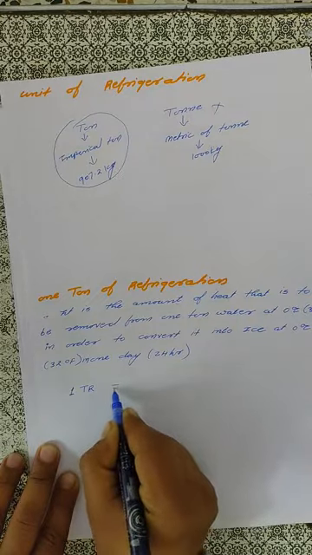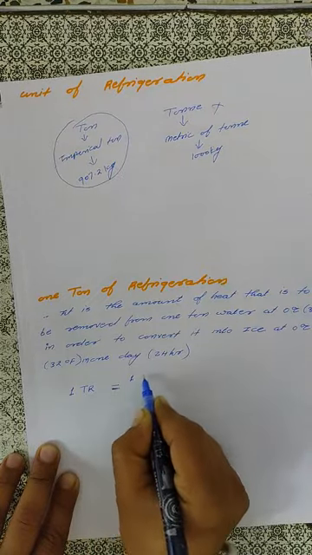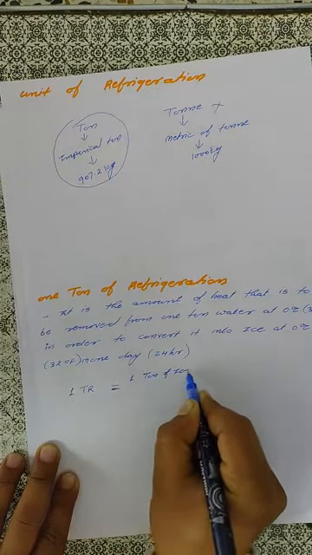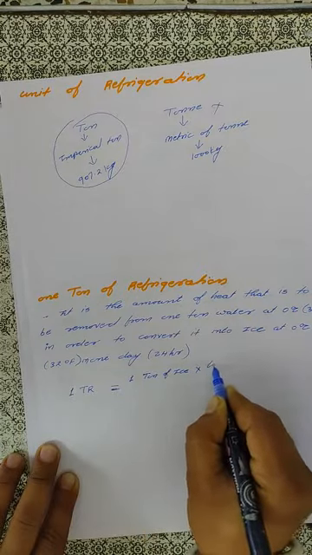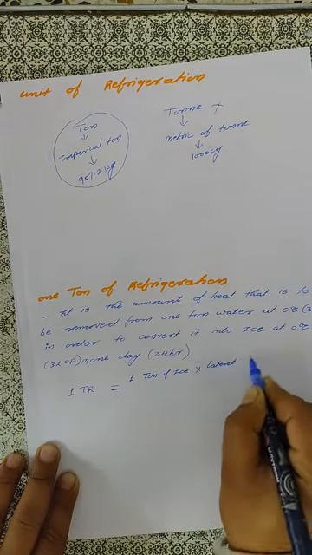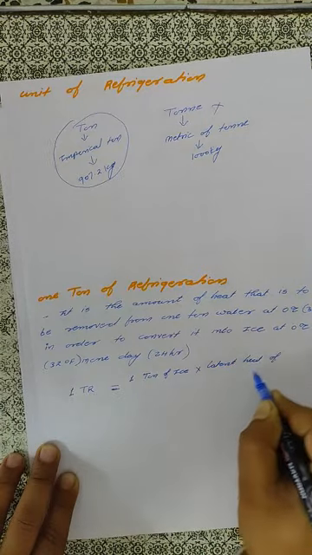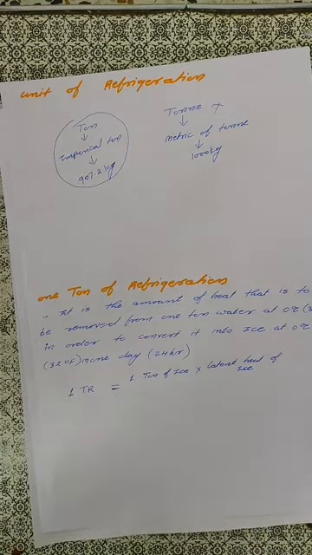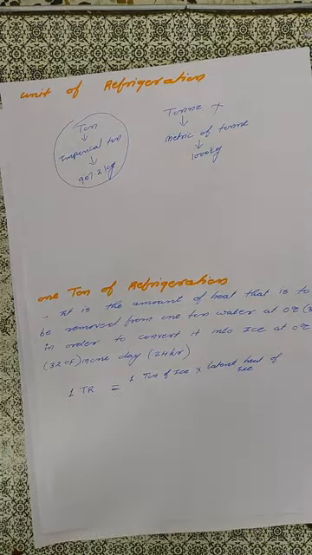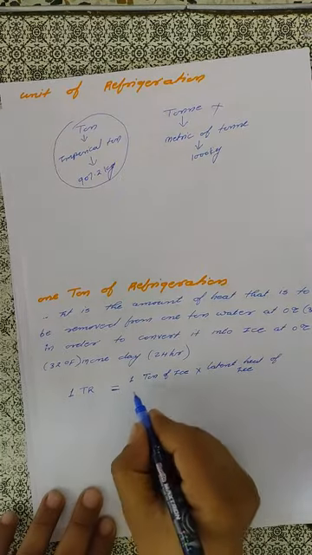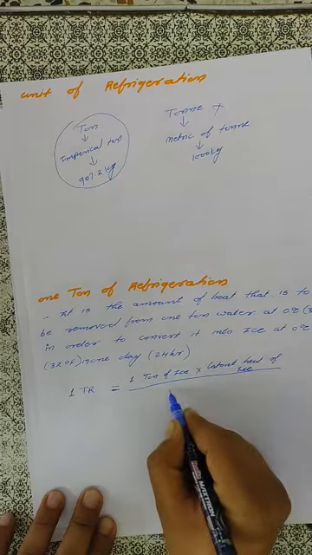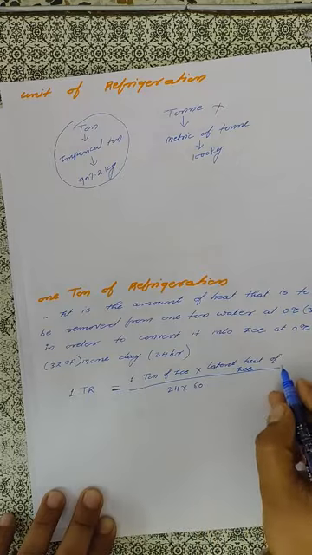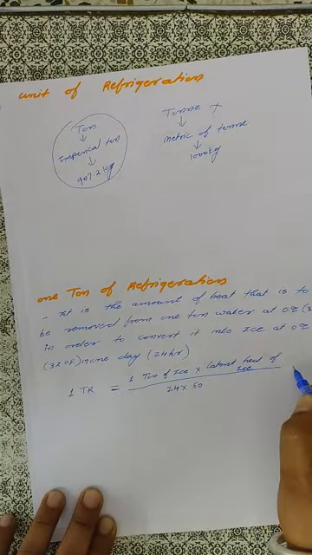Okay, now 1 TR is equal to 1 ton of ice into the latent heat of ice. Why am I taking only latent heat here? Because there is no change in temperature, only a change in phase. If there is no change in temperature and there is a change in phase, only latent heat occurs. Divided by 24 into 60, you will get this in kilojoule per minute.